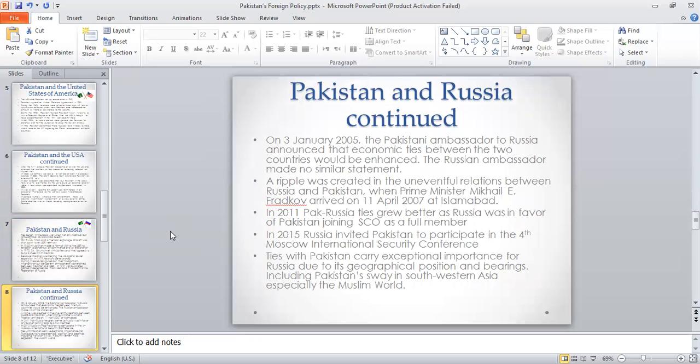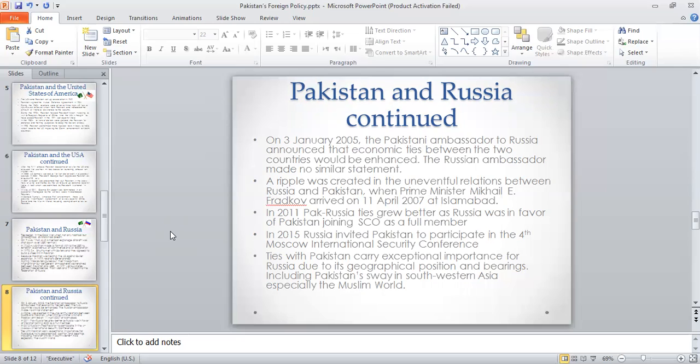After the collapse of Nawaz's government, Benazir Bhutto became the prime minister from 1994 to 1995. She tried to mend relations with Russia, however, to no avail due to Pakistan's support of the Taliban regime in Afghanistan. Russian Prime Minister Putin met Pakistan President Musharraf at the UN in 2000, but no improvement in relations. On 3rd January 2005, the Pakistani ambassador to Russia announced that economic ties between the two countries would be enhanced. The Russian ambassador made no similar statement.